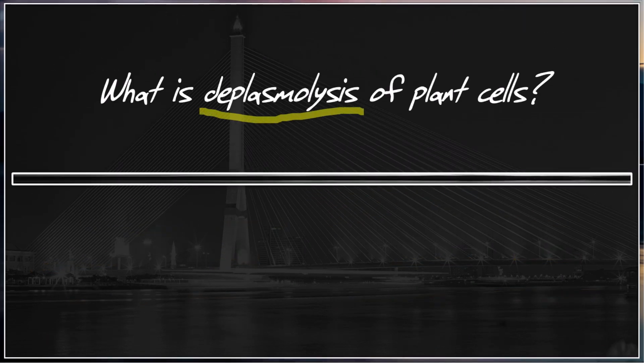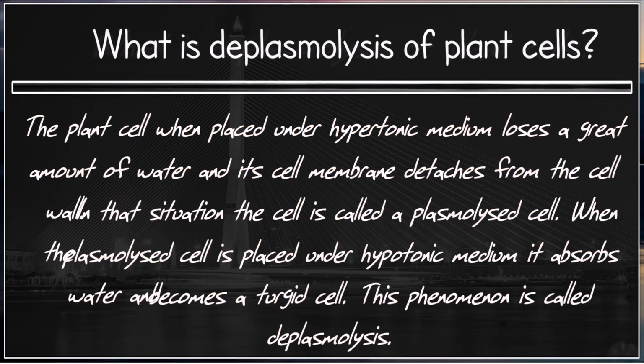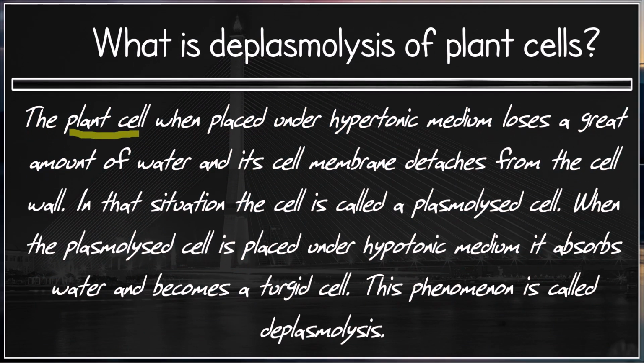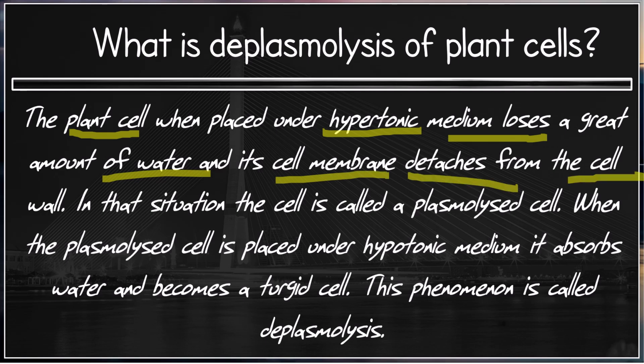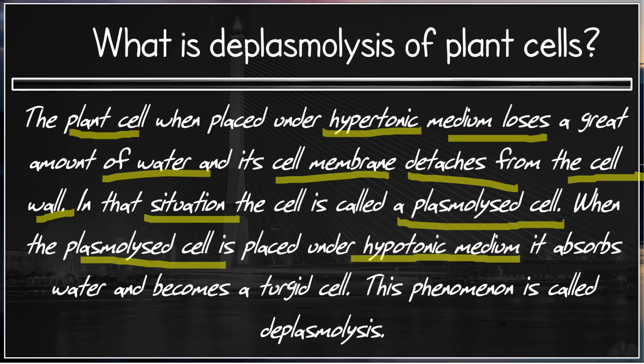What is deplasmolysis of plant cell? The plant cell, when placed under hypertonic medium, loses great amount of water and its cell membrane detaches from the cell wall. In that situation, the cell is called plasmolysed cell. When a plasmolysed cell is placed under hypotonic medium, it absorbs water and becomes turgid cell. This phenomenon is called deplasmolysis.